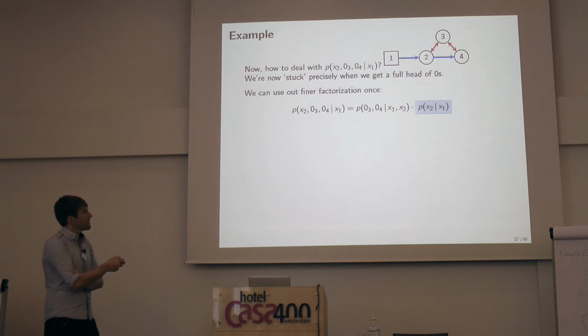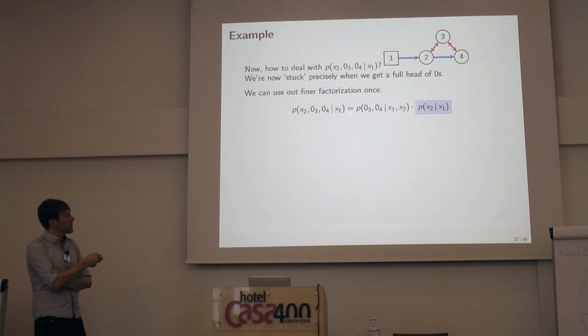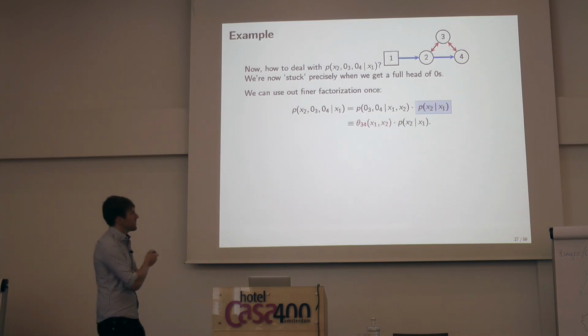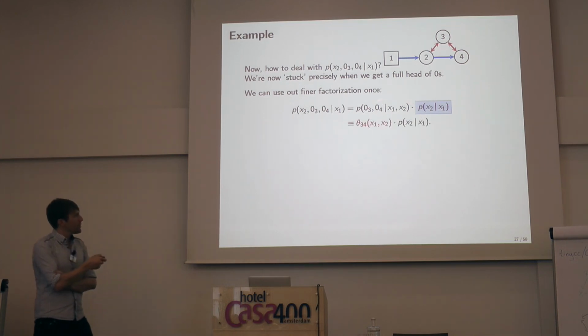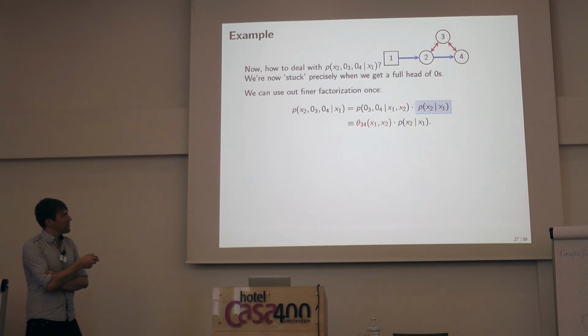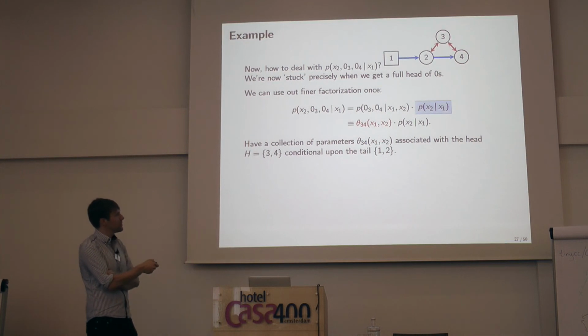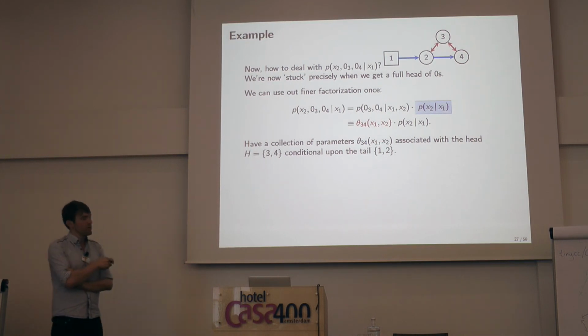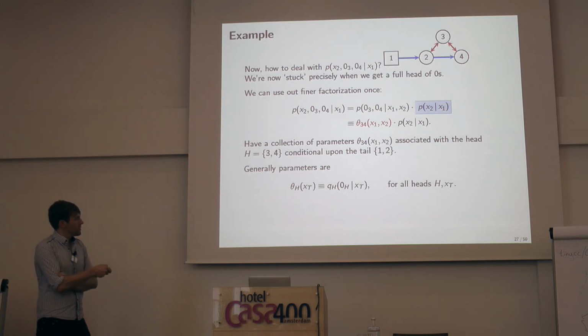So everything that I need is just this piece here. That's the only new thing I need, given that I can do every reachable subgraph. So I'm going to call this probability, the probability of everything in the head being 0 given some instantiation of the tail, beta of the head evaluated at that value of the tail. So I get a collection of parameters for each head, conditional upon each tail. So in general, of course, these will be Qs, because I may have to split them into districts first. So generally the parameters are beta h of xt is QH of 0 given xt.